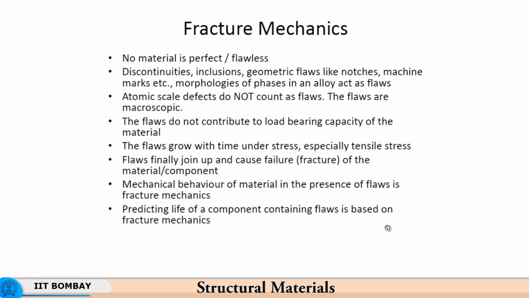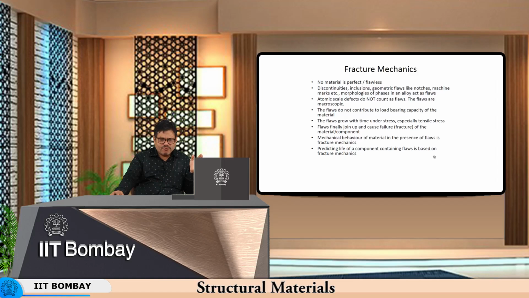So, we must remember that no material is perfect or flawless. Discontinuities, inclusions, geometric flaws like notches, machine marks. So, when you do machining, you might leave some machine marks behind. So, many times you do a facing operation, even during facing operation you have those marks of the facing tool left behind. So, these are something which are part and parcel of the manufacturing process itself.